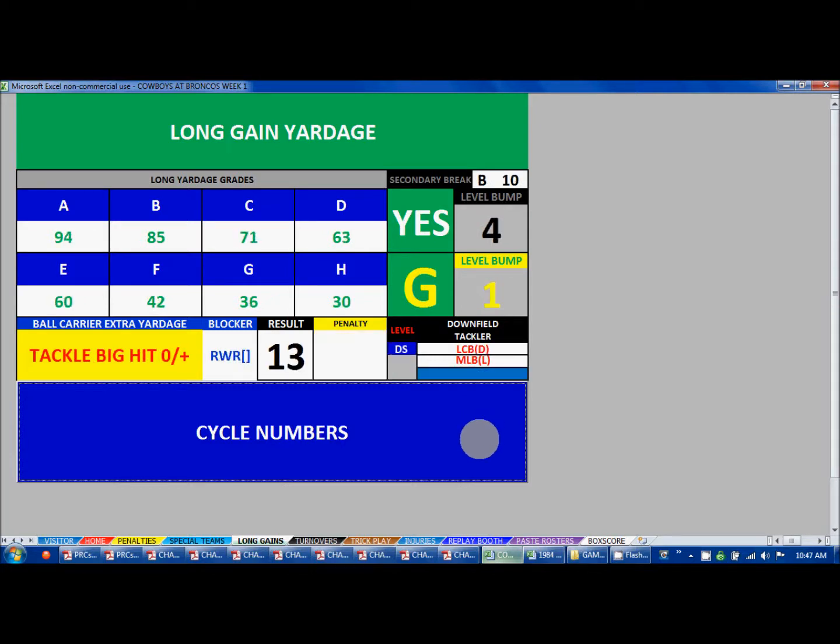So again, long gains, what's the first level? G or H. This one's G. This tells you who's going to be involved. It's a tackle or a big hit. It's at the defensive secondary level. It's either the left corner or a dime back if he happens to be in the game. If he doesn't make the tackle, you bump 1. So now you're at F. And then if a secondary break is possible, B. Not a lot of guys have a B set break number, so most likely the play ends there.